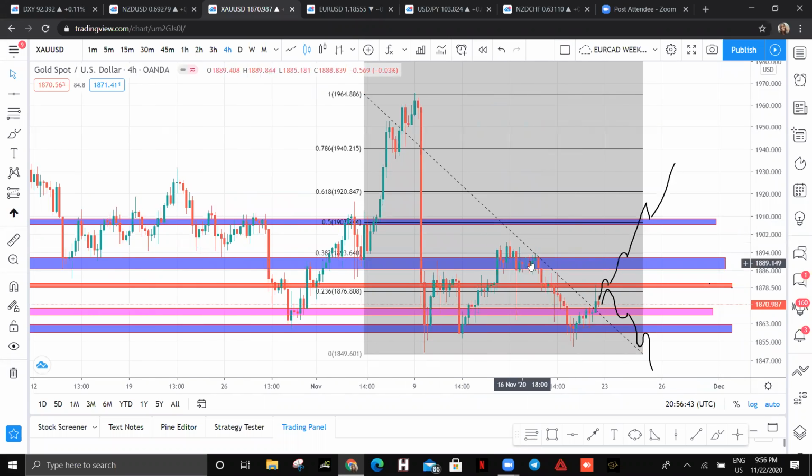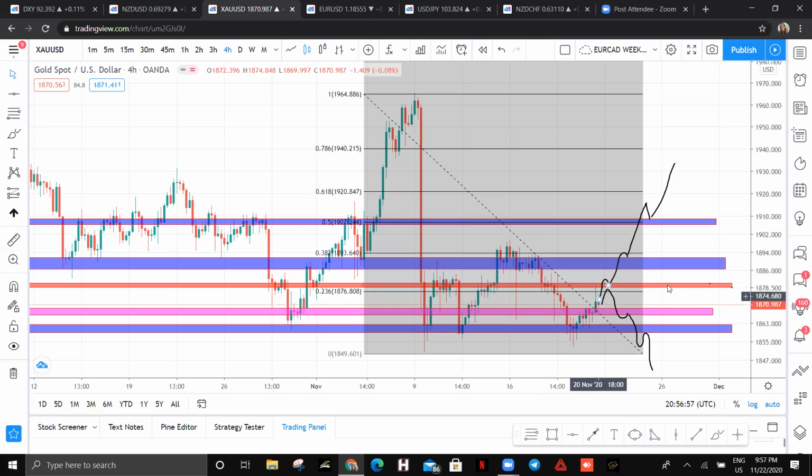Price came to 38.2, which is another strong level. But I'm expecting it to keep coming downward instead of going up, because price is on a support. This support zone, the highest is my move for me, this area.